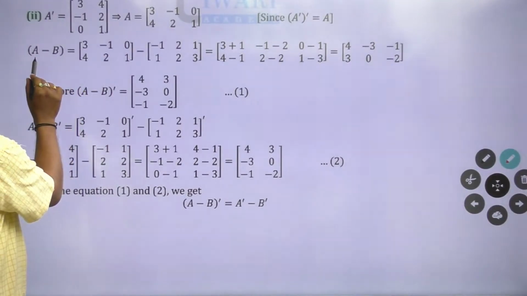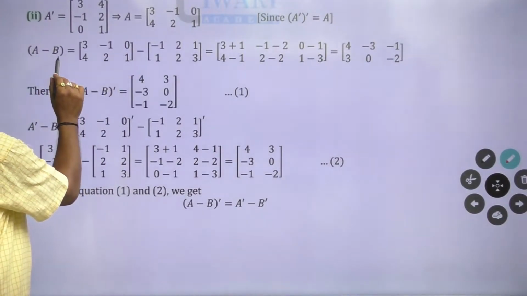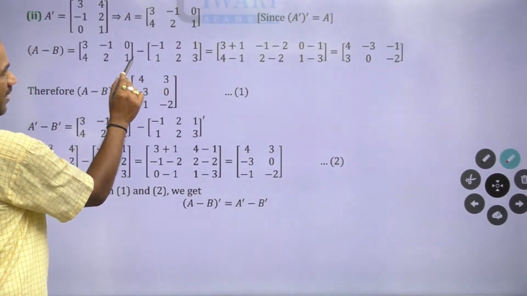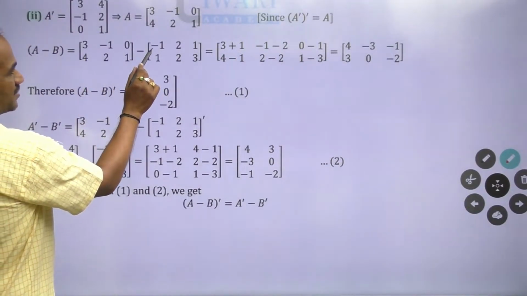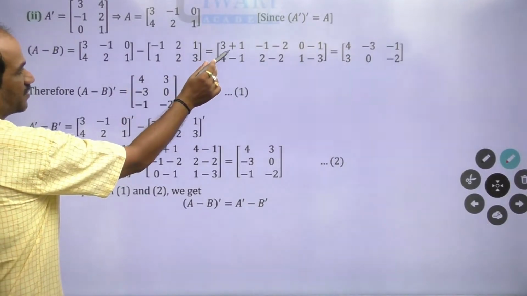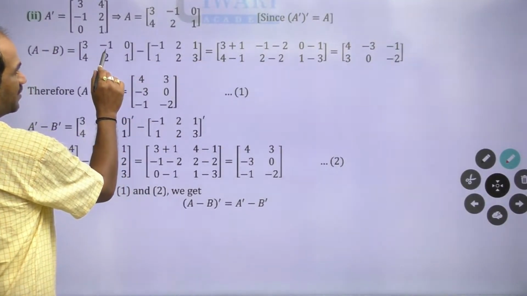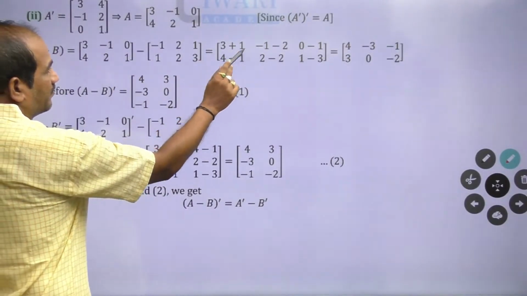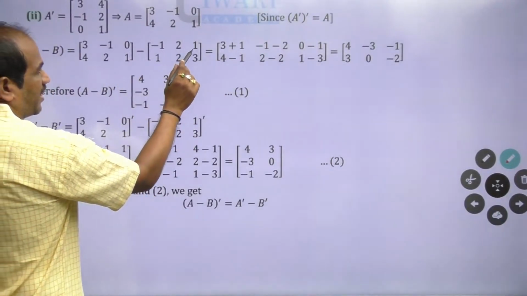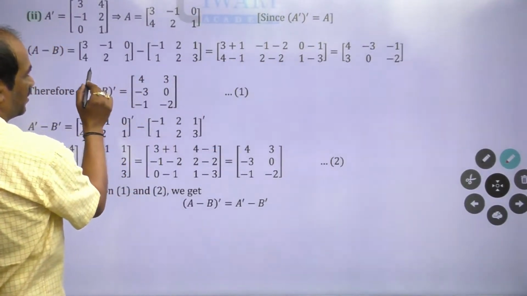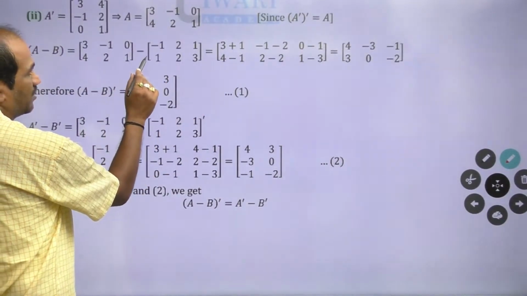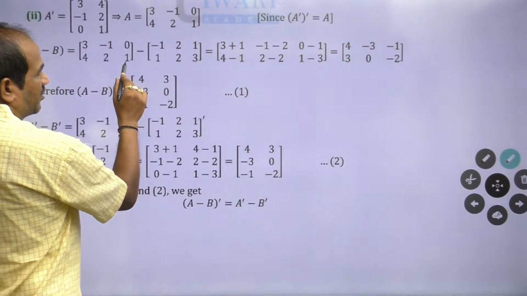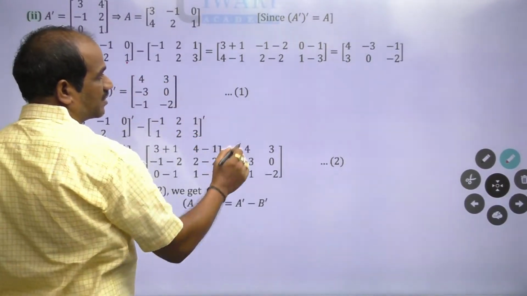A minus B is equal to the A matrix, this matrix, minus the B matrix, this matrix. Subtraction: 3 minus minus 1, minus into minus is plus, so 3 plus 1. Next, minus 1 minus 1, that is minus 2. Next, 0 minus 1. Second row: 4 minus 1, then 2 minus 2, then 1 minus 3.